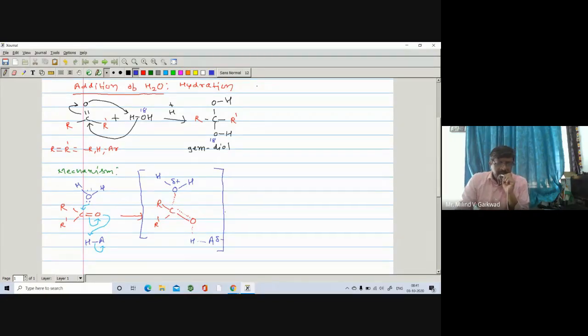This transition state undergoes further reaction to give, here you get R, C, R dash, here is O, and here is H. This will open on this A. There is a removal of A negative.